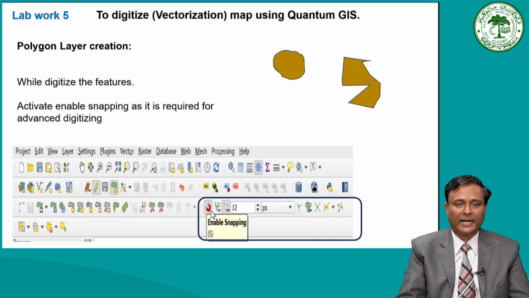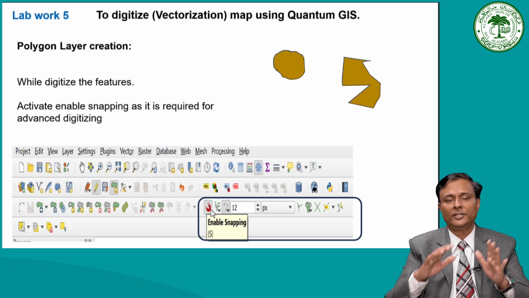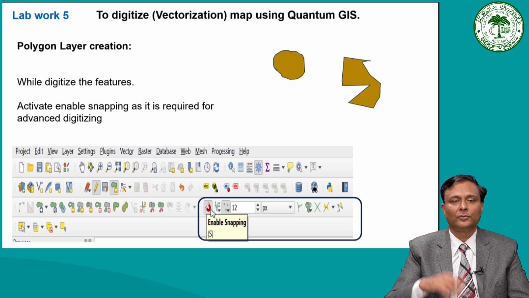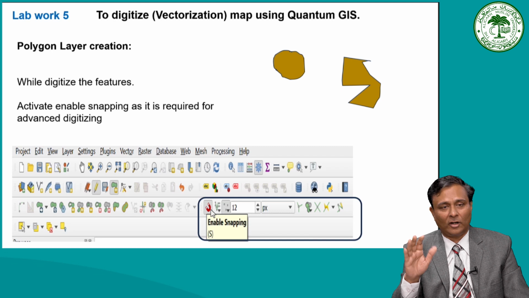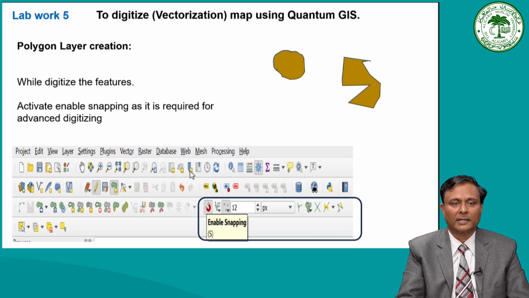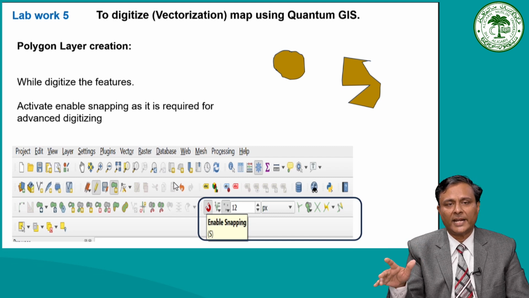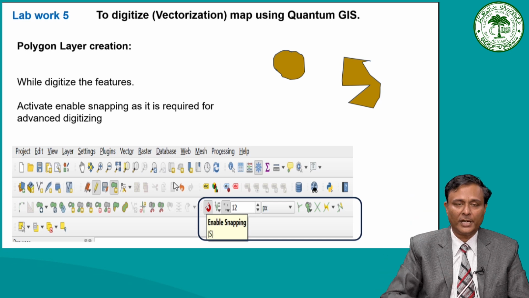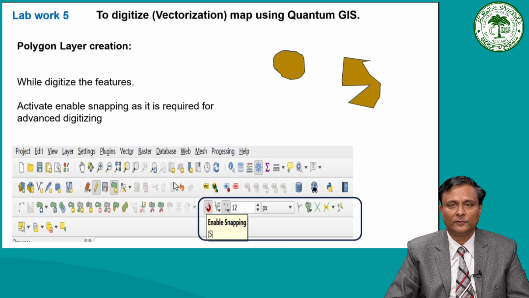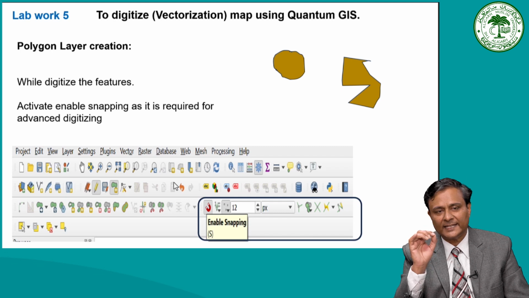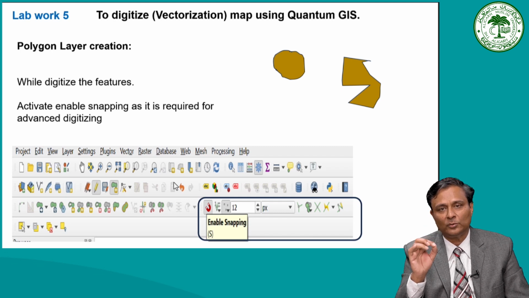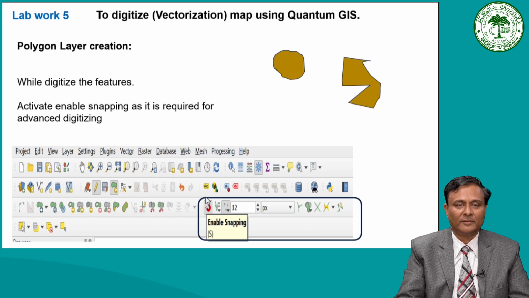You have to enable it, and if it is not visible in your toolbox, then you go to View, or rather in the toolbar menu you just right click, and there would be a pull down of many tools which are available. You just select the enable snapping toolbar, and when you select it, it will appear. Now it's very interesting, and I'll try to show you what the use of enable snapping is.